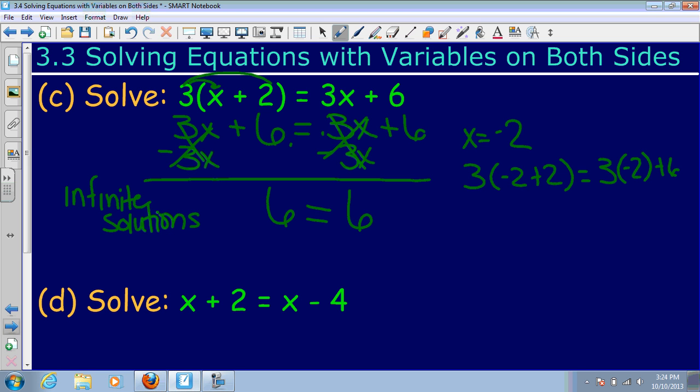Okay? Negative 2 plus 2, 0. 3 times 0, 0. And 3 times negative 2, negative 6. Plus 6, 0. Okay? Let's pick a positive number just in case you don't think it's true. Let's say x is 4.